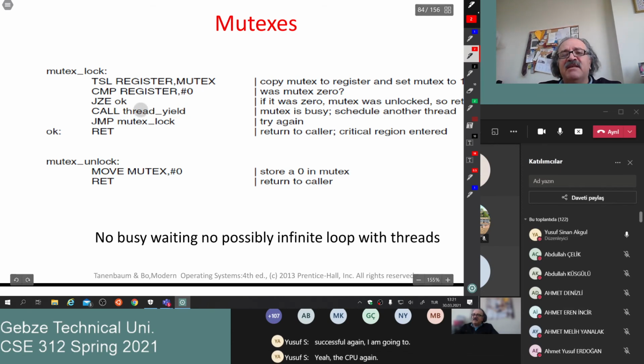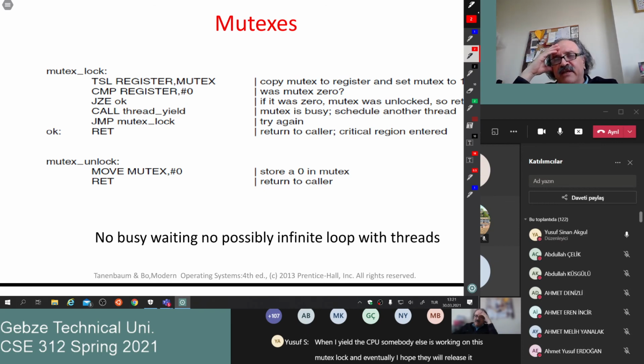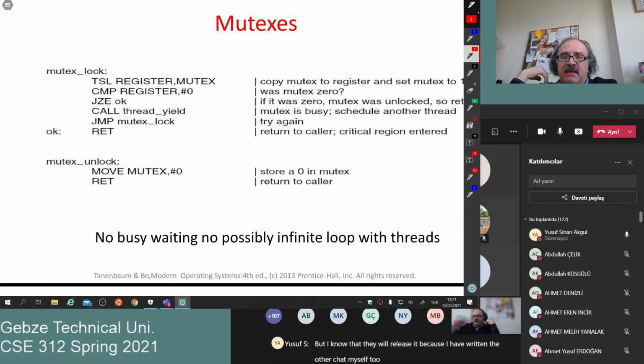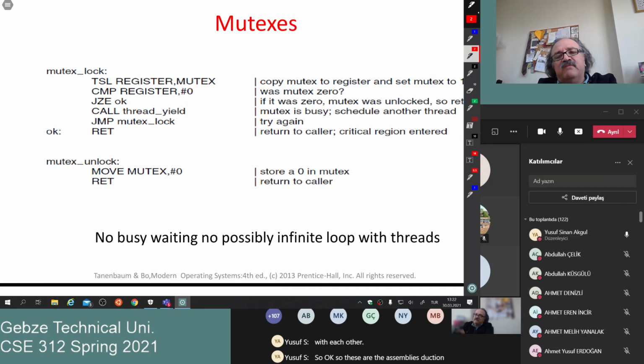When I yield the CPU, somebody else is working on this mutex lock, and eventually, I hope they will release it. But I know that they will release it because I have written the other thread myself too. Remember, threads are cooperative. They are cooperating with each other. So these are the assembly instructions for implementing the mutexes. Any questions about this implementation?